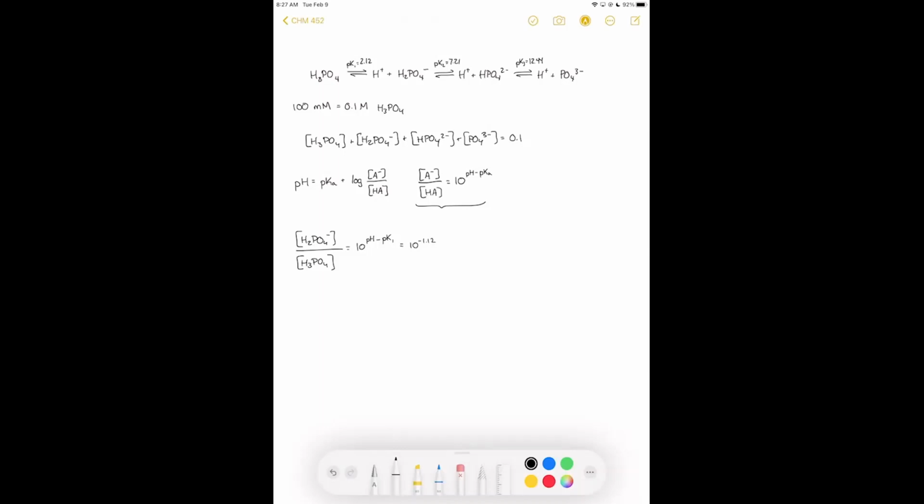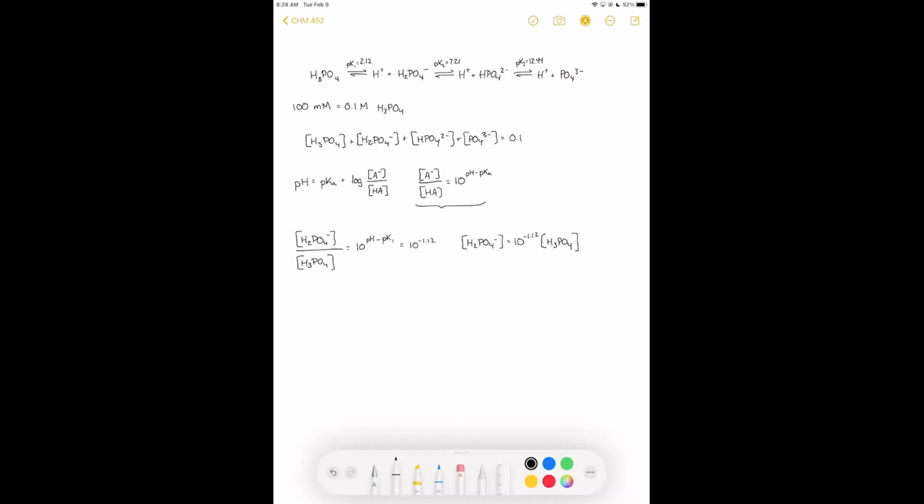And here, what this is going to tell us, if we rearrange, is that H2PO4 minus is equal to 10 to the minus 1.12 times H3PO4.